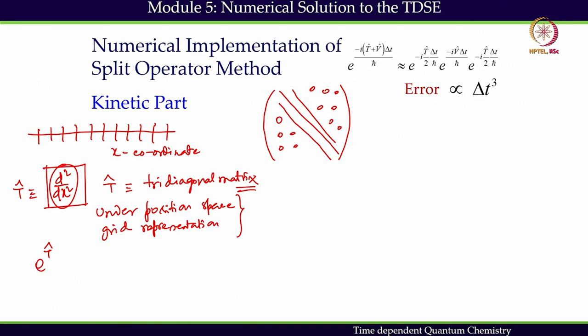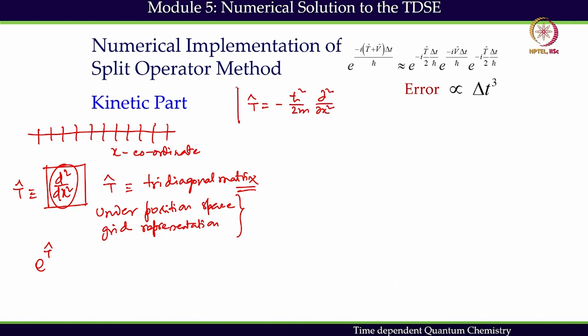So what we can do is that instead of this position space, we will look at the exact form of the kinetic energy, which is nothing but minus h cut squared by 2m, then the second derivative. This is the form in position space. If I express the kinetic energy operator in the position space, then I get this form. Immediately I get this second derivative, and the second derivative, using the finite difference method, will only give me this tri-diagonal matrix form.